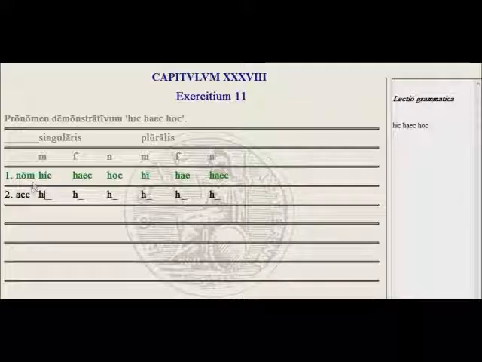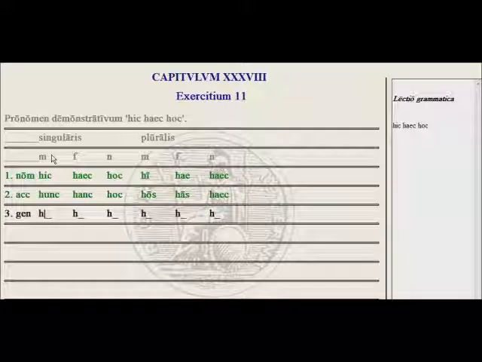And then Orberg always goes with the accusative next. So hunc, hanc, hoc, nominative accusative always the same. And then the accusative plural hos, has, and haec, nominative accusative the same in the neuter. So go ahead and try the rest of that chart on your own.